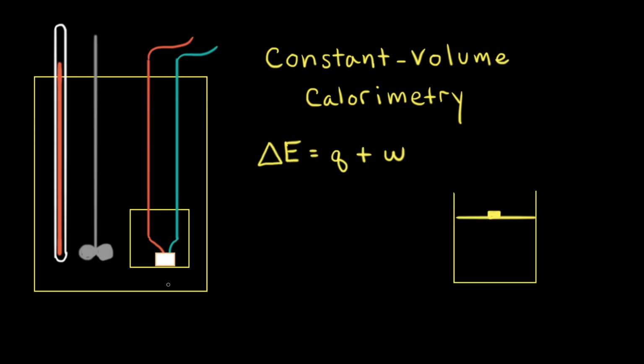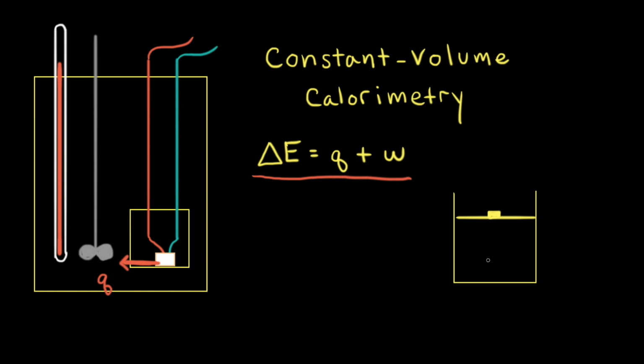Now that we understand how a bomb calorimeter works, let's think about that heat that's being transferred from the combustion reaction to the water. So that heat is Q. Let's go back to the first law of thermodynamics, which says that the change in the internal energy of the system is equal to Q plus W, where Q is the heat that's transferred and W is the work done.